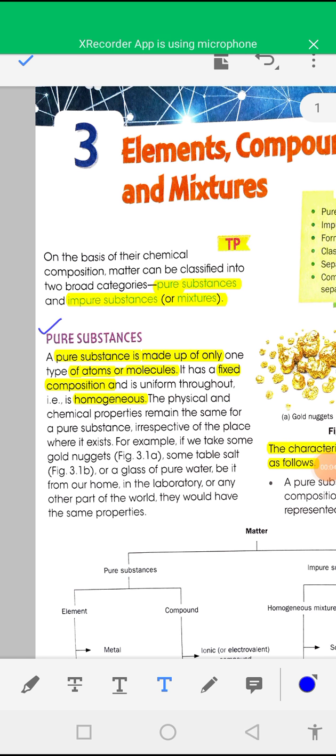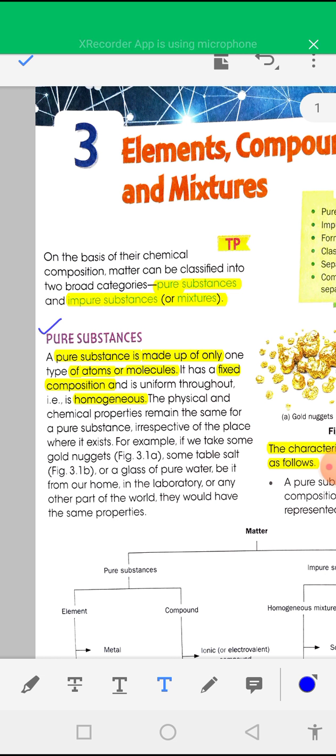In this video I will discuss the third chapter of class 8 chemistry. The topic is elements, compounds and mixture. You have already studied in lower classes what is matter. Anything that occupies some space and has some mass is known as matter. And matter is composed of very small particles which are known as atoms and molecules.